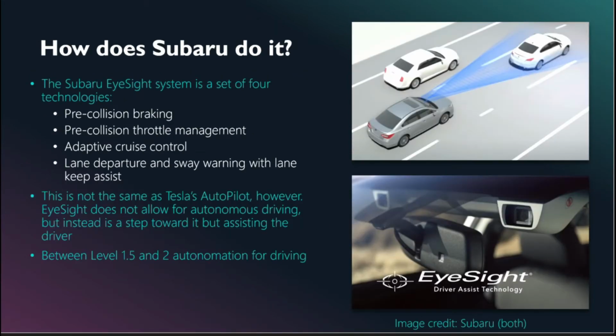Now, how does Subaru do it? The Subaru EyeSight system contains 4 technologies, and this is not the same as Tesla's Autopilot, however, because it does not enable autonomous driving, but instead is a step in the right direction. I would say this is between level 1.5 and 2 for autonomous driving.